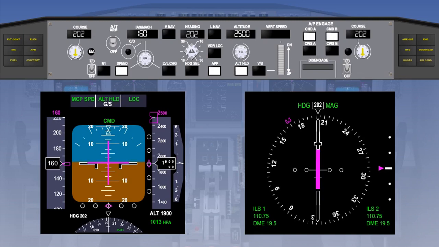As the aircraft approaches the glide slope, the beam is captured in a similar fashion. Altitude hold disengages, and glide slope becomes the engaged mode in pitch. The altitude hold annunciation is replaced by glide slope on the flight mode annunciator. The aircraft will now descend on the glide slope, while simultaneously following the localizer.